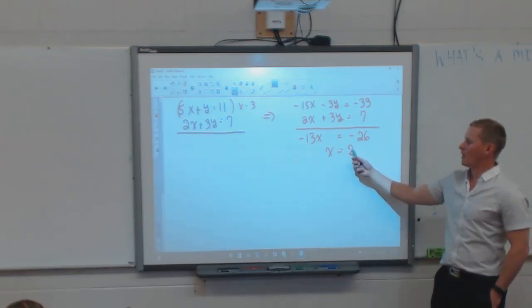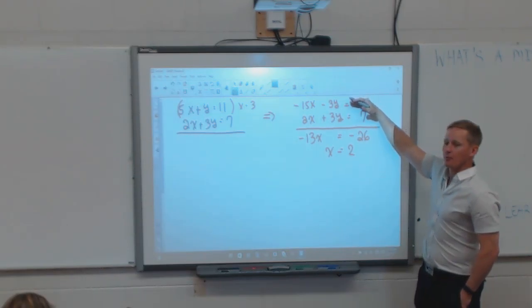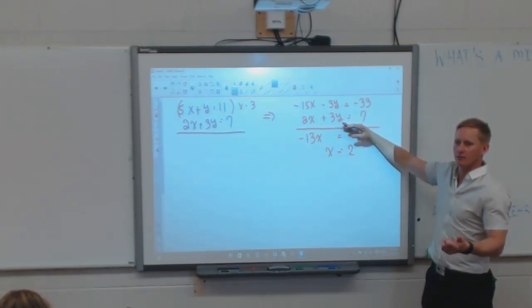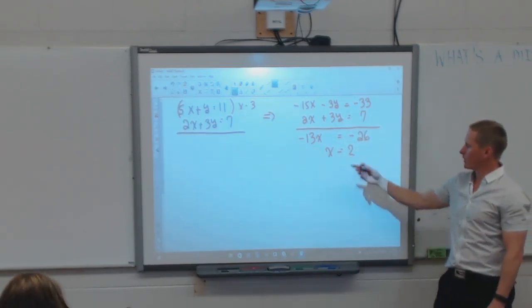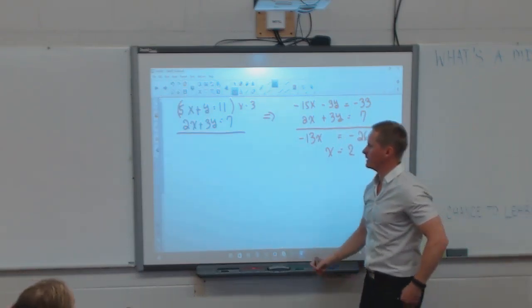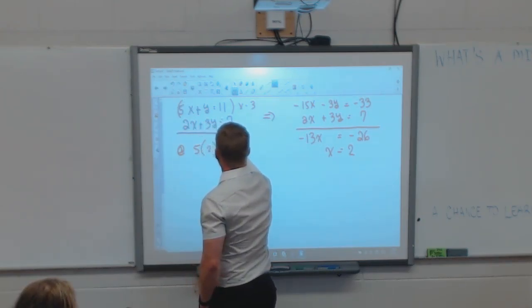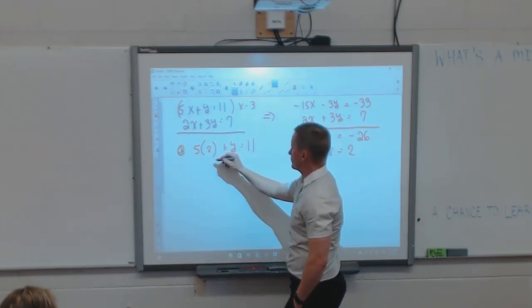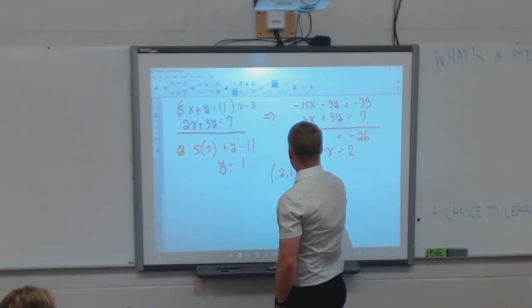Okay? How do I get y now if I find x is 2? Plug it back in. So right from this point, this right here is different than substitution. But from here on in, it's the exact same as substitution. So I take that and I'm going to put it into one of these. So let's pick A again. 5 times 2 plus y equals 11. That's 10. Subtract it. Y is equal to 1. What's my coordinate? 2 and 1.